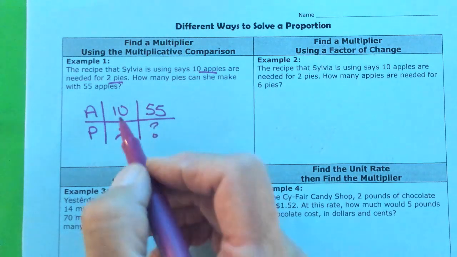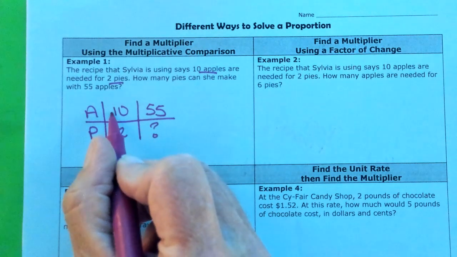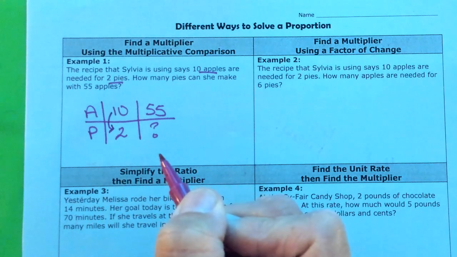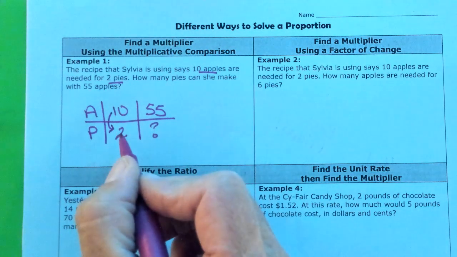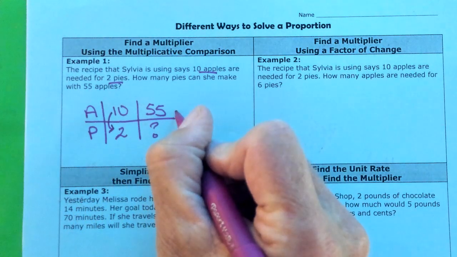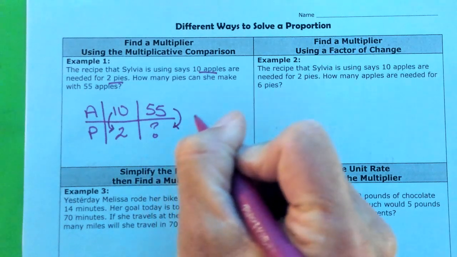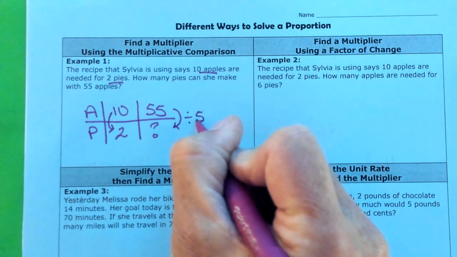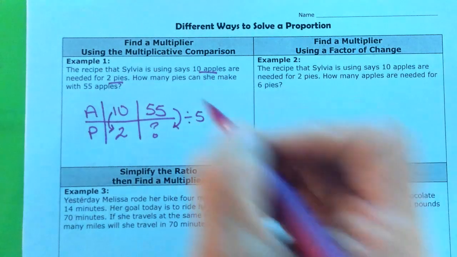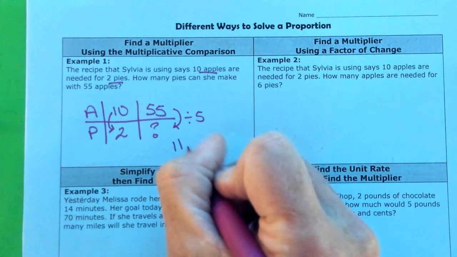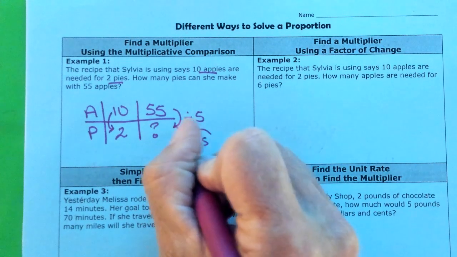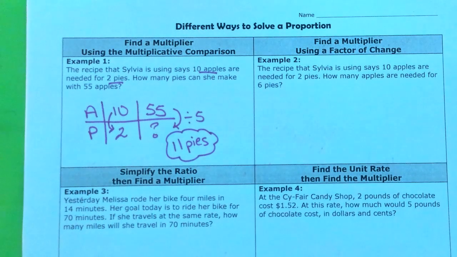So try to look vertically. Can 10 jump to 2? Yes. How does 10 get to 2? Divide by 5. What you do to that side, do to the other side. Divide 55 by 5, and our answer is 11 pies. Put in a little bubble. There we go. Ta-da! Easy peasy. Okay, number 2.